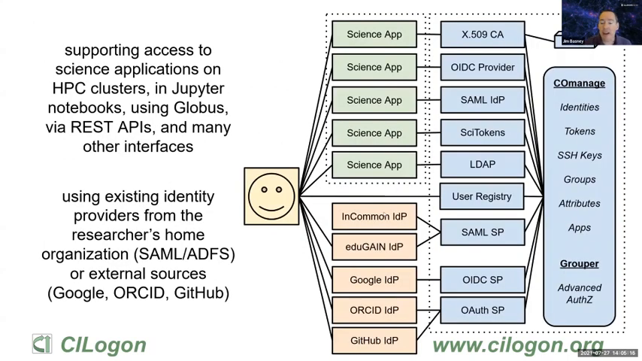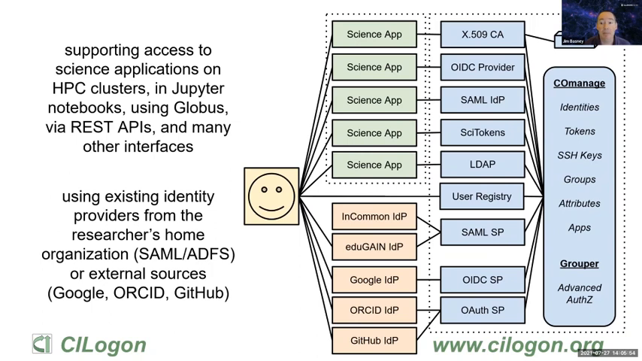And so to do that, we have a platform that supports authentication from InCommon IdPs, eduGAIN IdPs, Google, ORCID, and GitHub are also authentication providers. And with that authentication, the researchers are onboarded into the user registry that uses the COmanage software. And then the different science applications that the scientific collaboration is using can connect into that identity and access management platform using whatever interfaces are most useful for them.